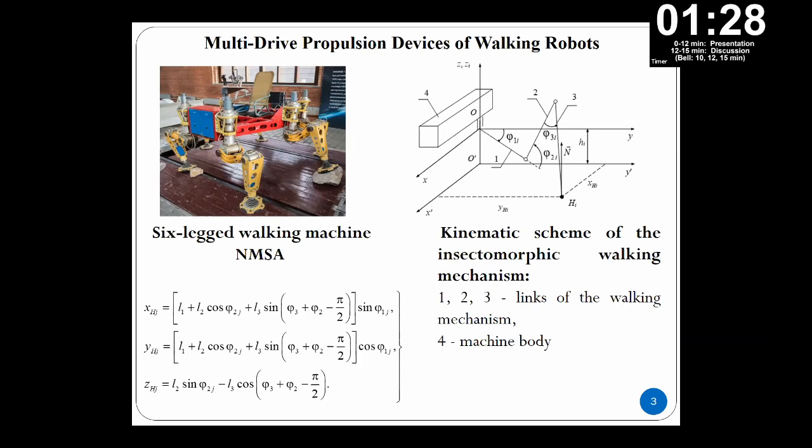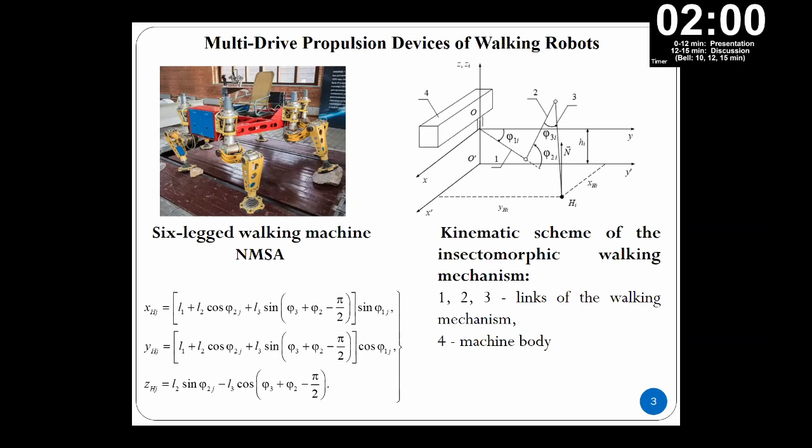The importance of this task is also confirmed by the fact that walking propulsion devices are characterized by a non-linear relationship between the angular or linear speed of the executive motor and the speed of movement of the working point, the foot of the propulsion device. There is a change in the position of the foot relative to the robot's body, and the presence of two phases of movement: the support phase and the phase of transfer to a new position.